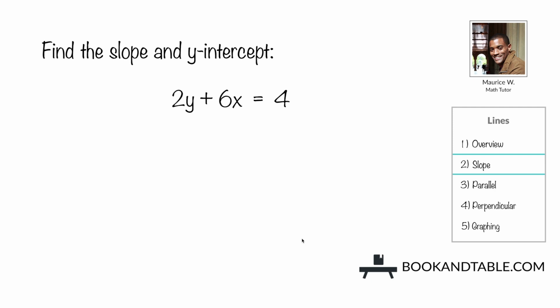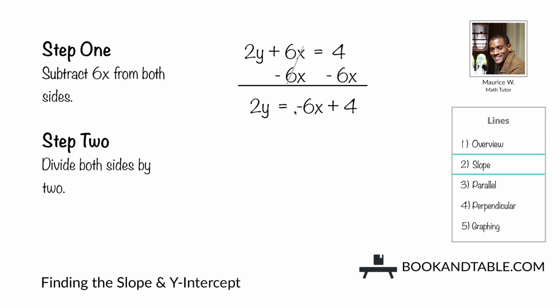Let's say you are asked to find the slope and y-intercept of 2y plus 6x is equal to 4. Well, in order to do so, we want to get this in slope-intercept form. So we want to isolate y on one side of this equation. So step 1, we'll subtract 6x from both sides to negate this positive 6x, leaving us with 2y on one side of the equation. We'll have the x term first, just to keep it in y is equal to mx plus b form. So we'll keep the x first.